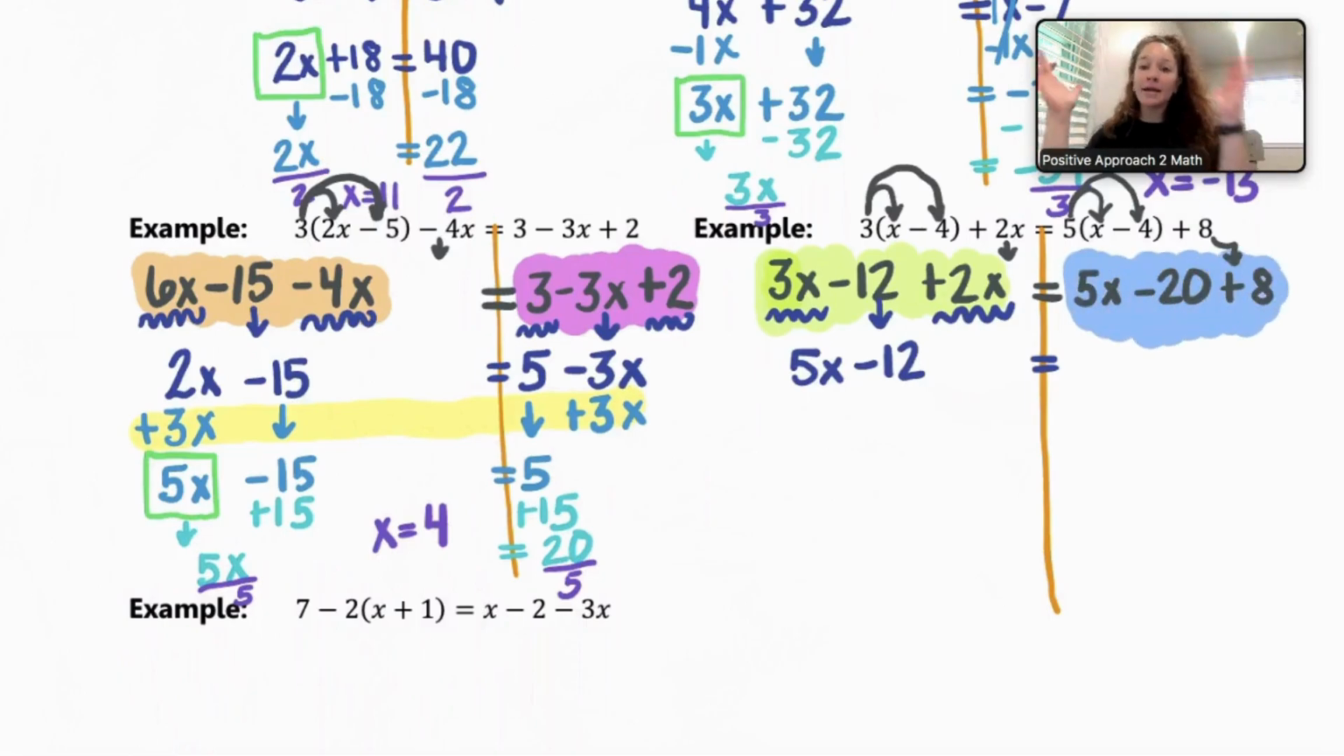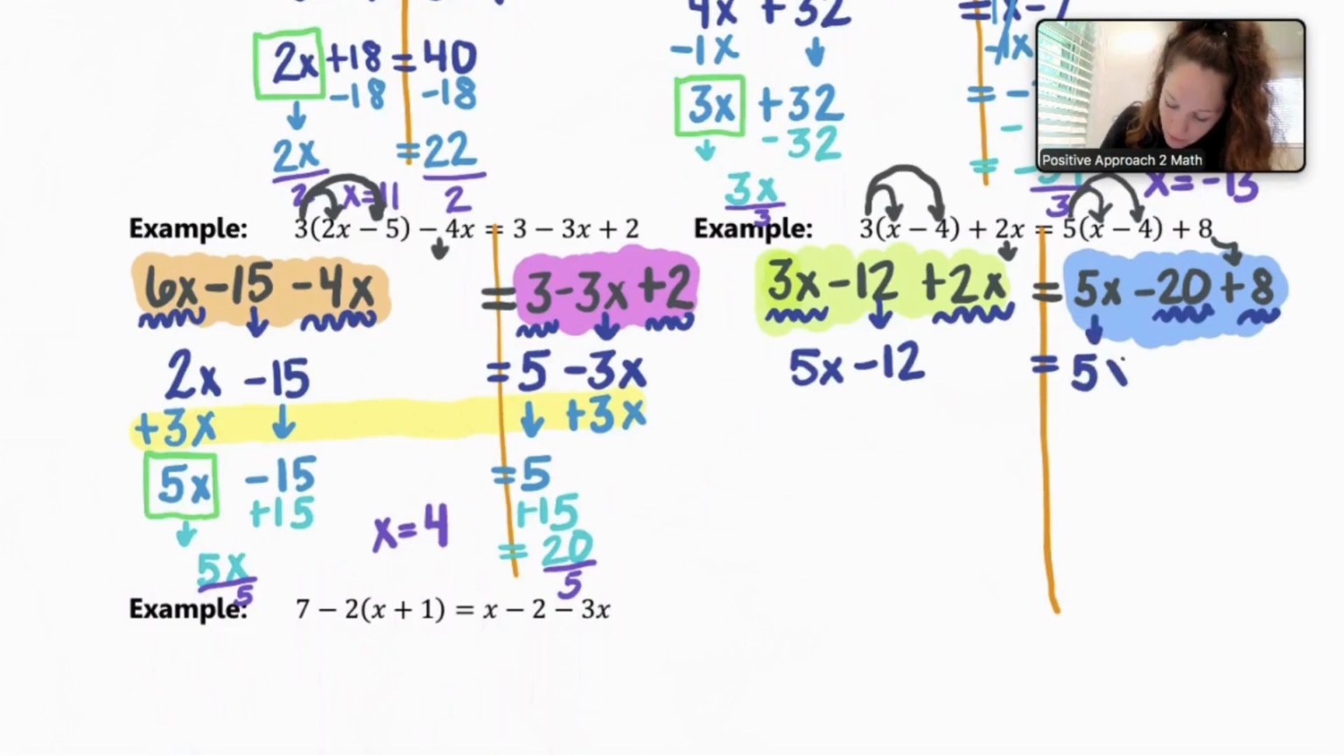Remember, when we're combining on the same side of our bridge, we keep the operation the same. So I do see negative 20 plus 8. So that's what you're combining. If you were using your calculator, you would punch in negative 20 plus 8. Do not switch any of the signs. The 5x is going to come down. Negative 20 plus 8 will give us negative 12.